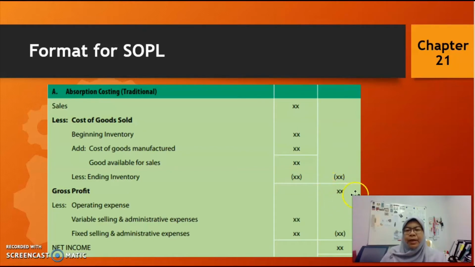After we have found the gross profit, we take gross profit minus all the other expenses, which are the period costs. So minus all variable selling and admin, or fixed selling and admin. All the other costs here will be transferred under operating expense. Then gross profit minus operating expense, that is our net income. So that is the format for the statement of profit and loss under absorption costing.